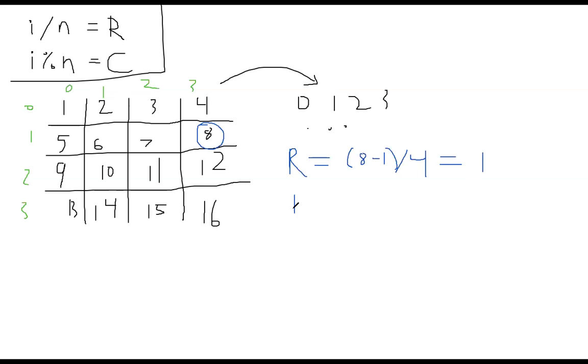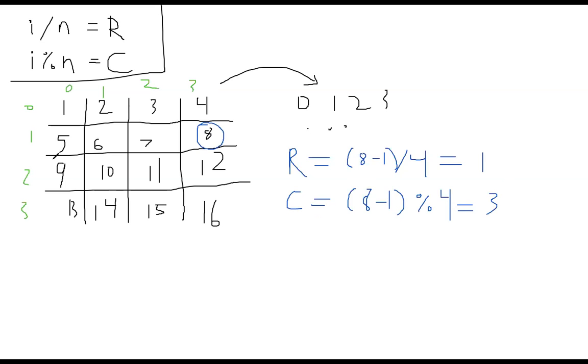And then C, the column, is equal to 8 minus 1 modulo 4. What does that give us? What is 7 modulo 4? 3, exactly. And it works. Our row is 1 and our column is 3.